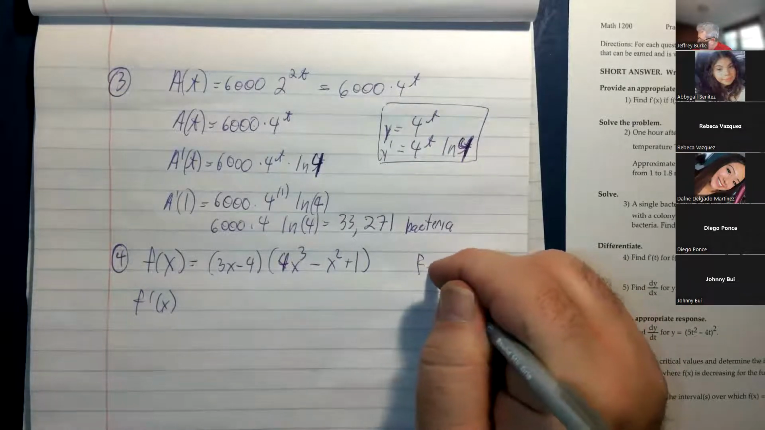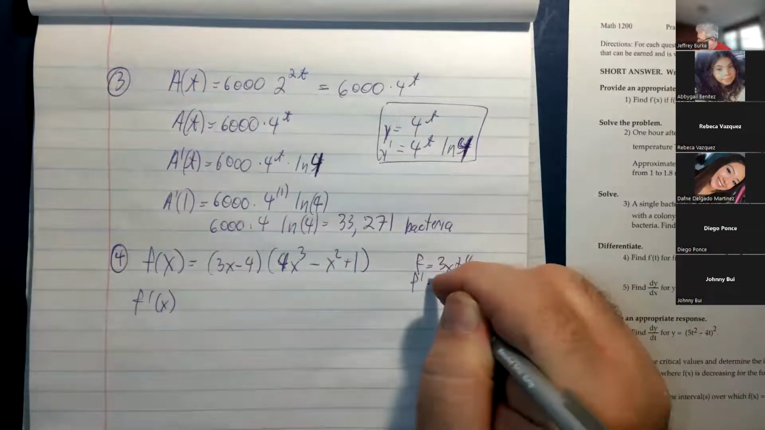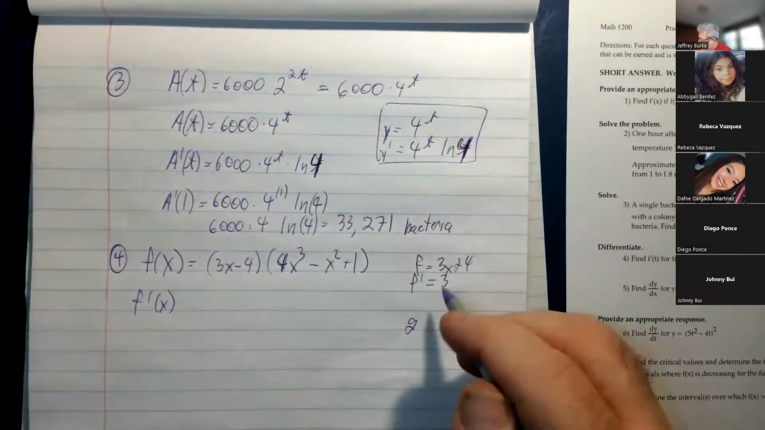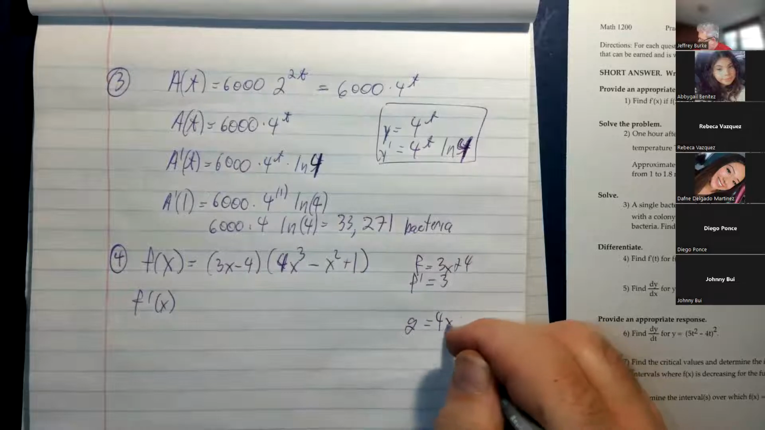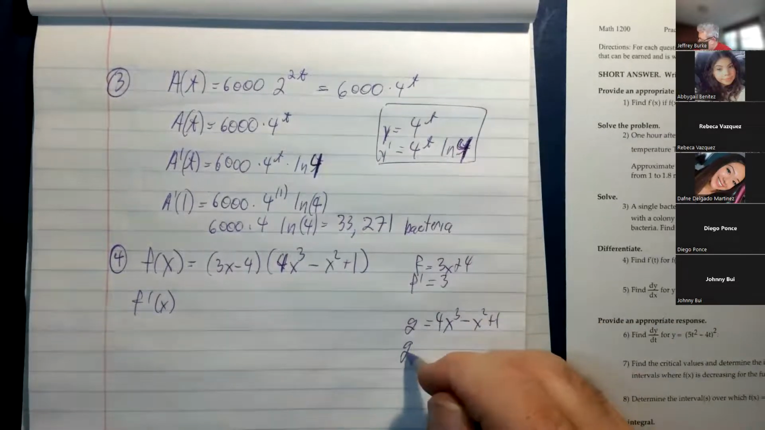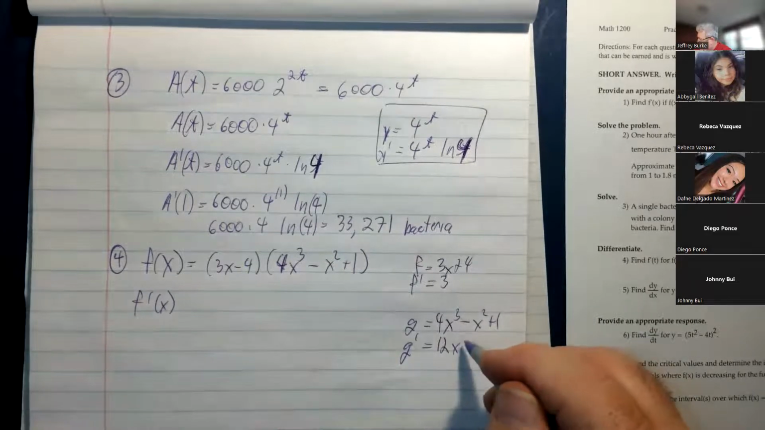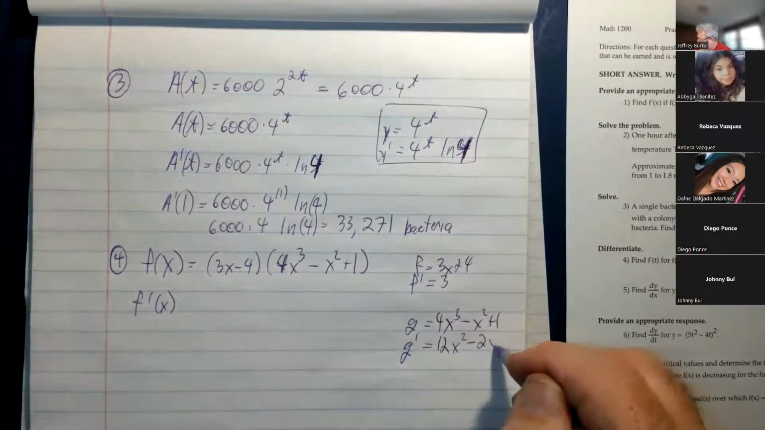So we're going to say that f is going to equal 3x plus 4. F prime will equal 3. G will equal 4x to the third minus x squared plus 1. G prime, watch my math, guys. This is going to be equal to 12x squared minus 2x.